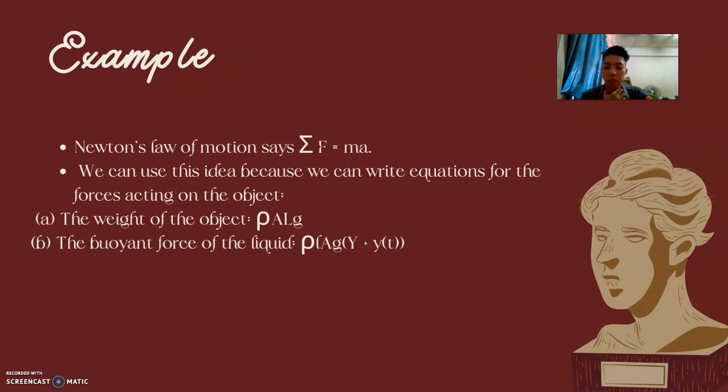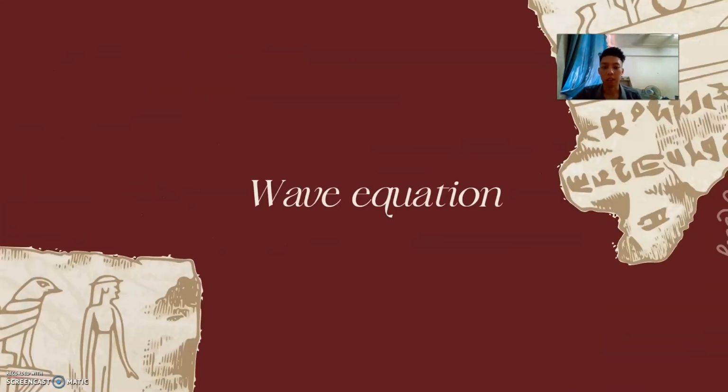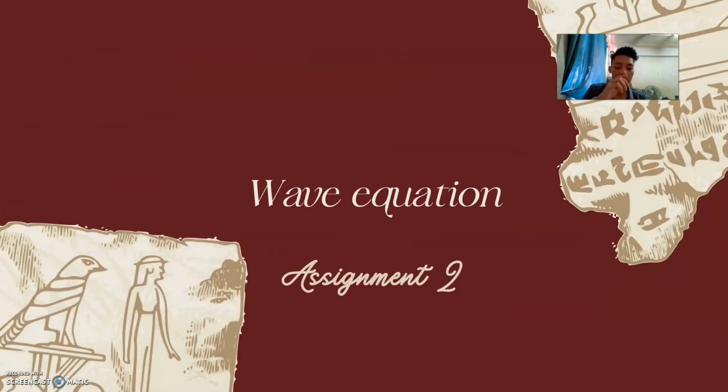The buoyant force of the liquid can be written as rho Hg, which is mercury, times y plus y T. That's all for Archimedes and Newton's second law of motion.